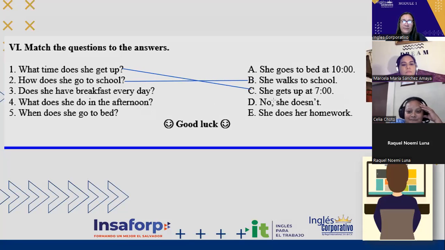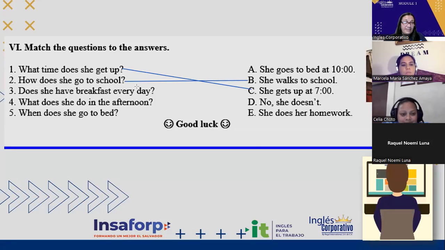Sí, esa es una pregunta bien común. ¿Cómo llegas o cómo haces para movilizarte a los lugares a los que necesitas ir? Ya sea al trabajo, a la escuela, a la universidad. Yes. How do you go to work? How does she get to school? How does she go to school, right?